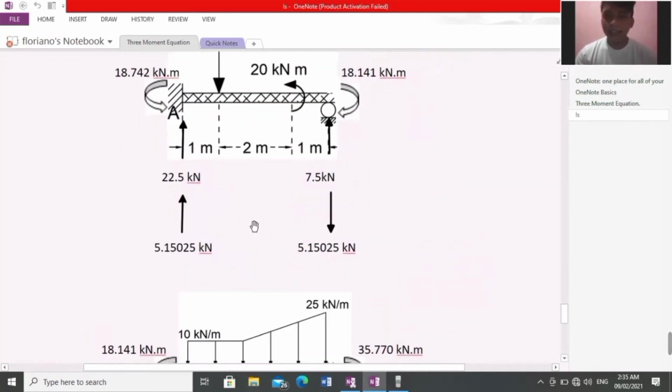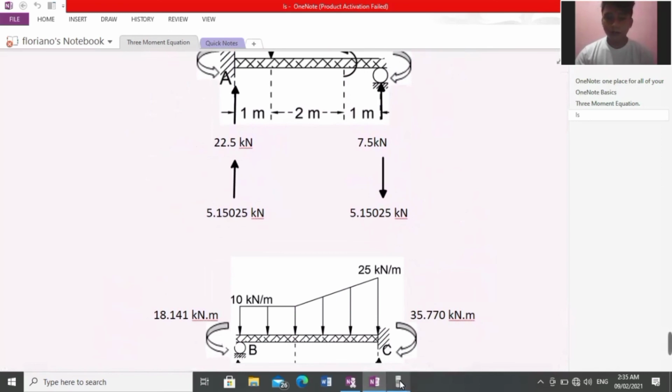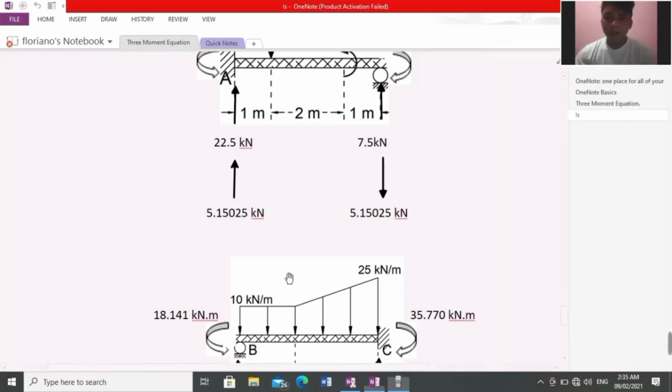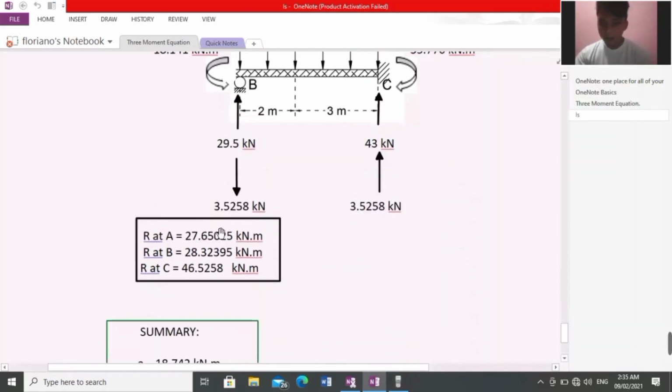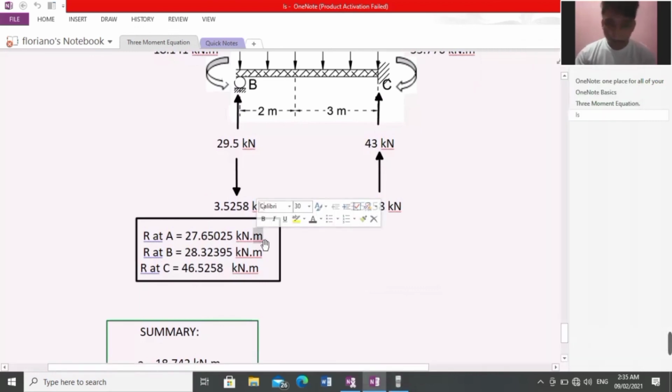So, i-add na lang natin ang lahat ng nakuha nating forces para makuha natin yung reaction. So, dito sa reaction sa A, add natin 22.5 plus 5.15025. So, ang sagot is 27.65025. So, ito yung nakuha nating value ng reaction sa A. So, may mali lang akong nasulat. Dapat pala wala itong moment dito. Pasensya na guys.